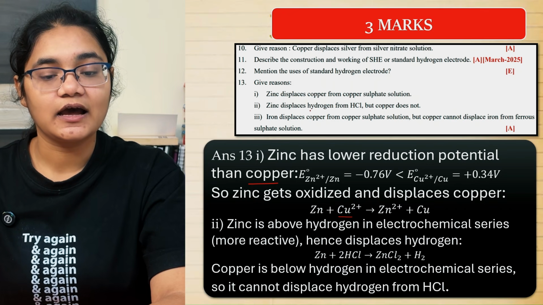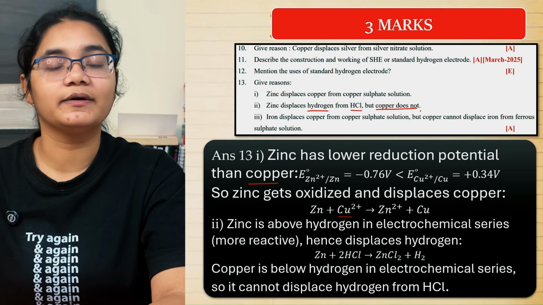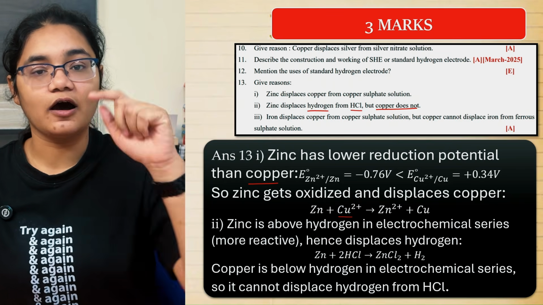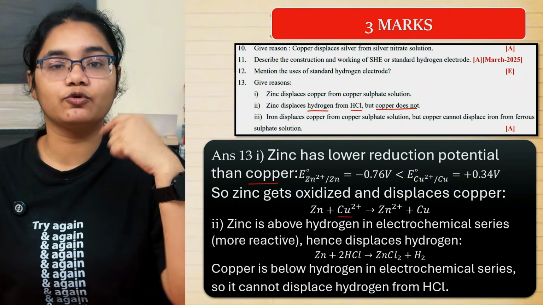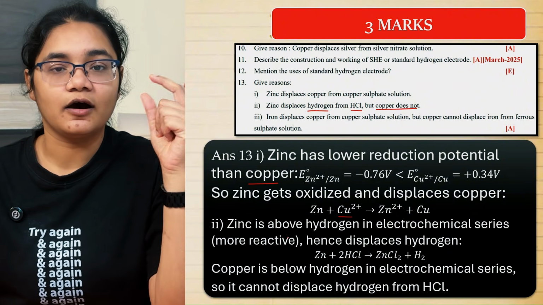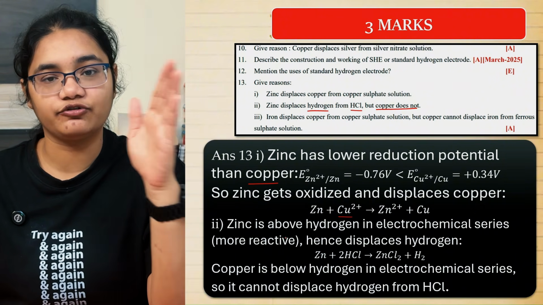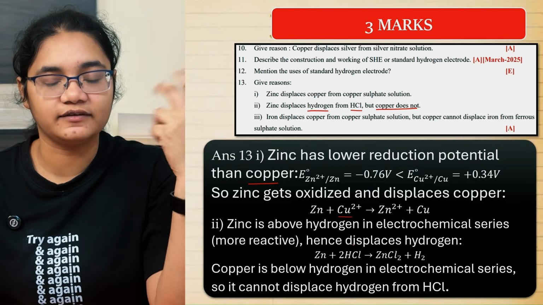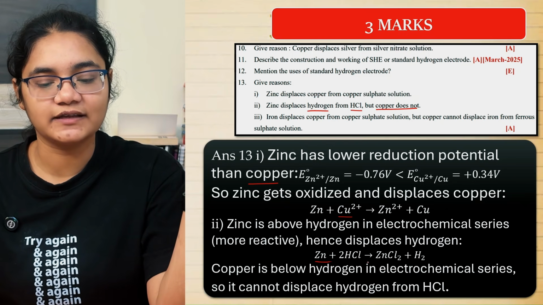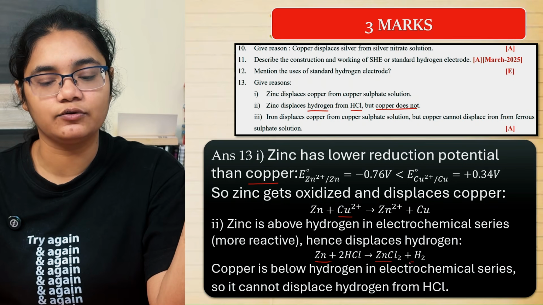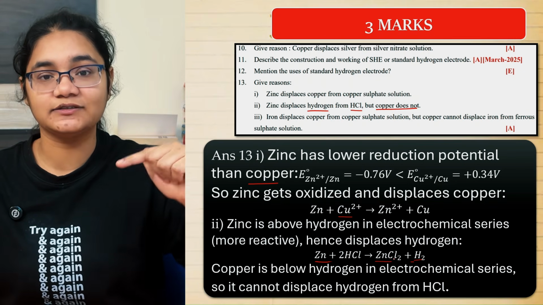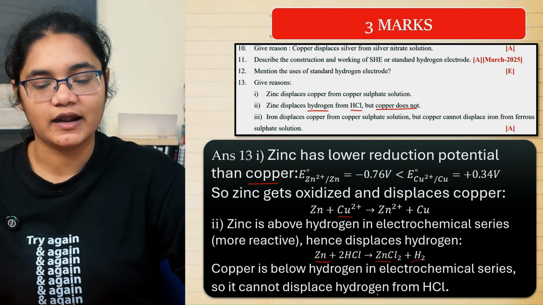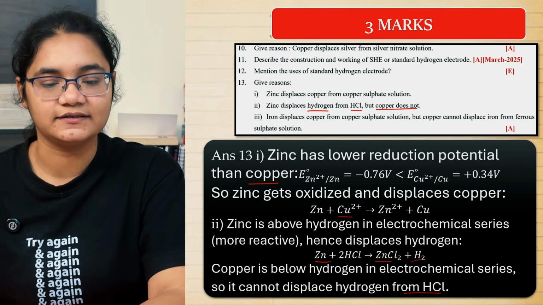Zinc displaces hydrogen from HCl, but copper does not. Again, if you see, zinc is above hydrogen in the electrochemical series, so zinc is more reactive, having a negative reduction potential, whereas hydrogen has zero potential value. So it can displace hydrogen from HCl to give you ZnCl2 plus H2. But copper lies below hydrogen, that means copper cannot displace hydrogen. So that is why it does not produce H2 gas here.